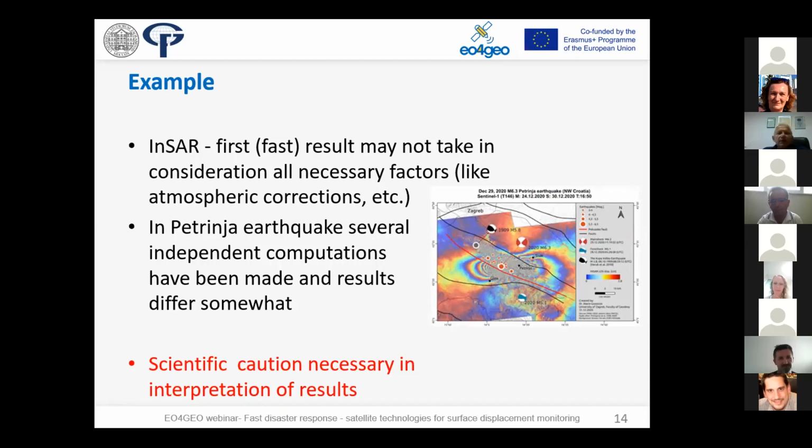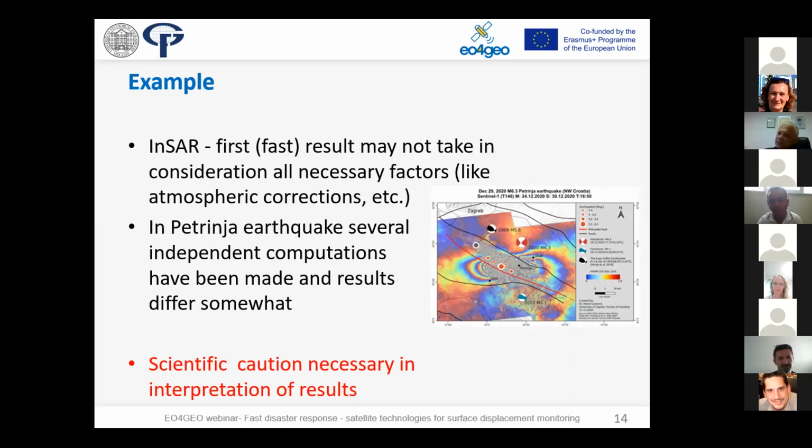So, for example, in the case of the Petrinja earthquake, there were several independent computations using radars, satellite radars, and we could see that those results somewhat differ between them.